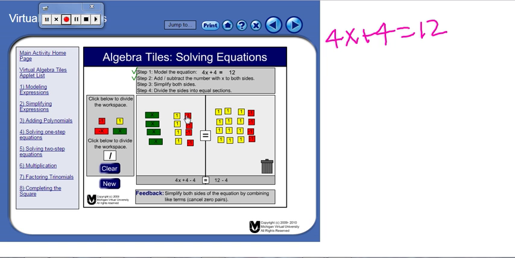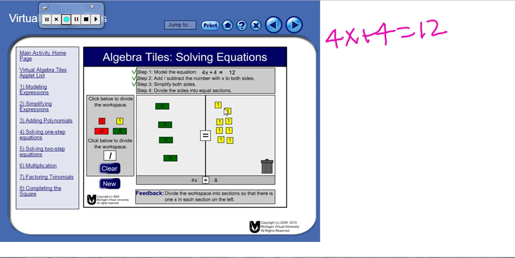But now I need to actually make my 0 pairs. So I'm going to put these over here to cancel them out, and I'll do the same over here. Alright, and now I've got this going on, right? So I have these 4 x's, and then I've got these 1s.